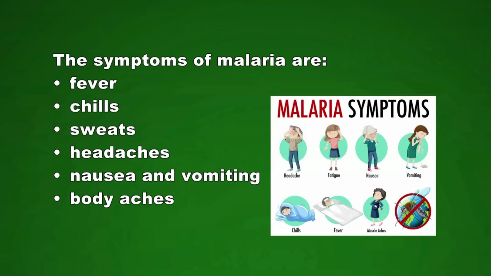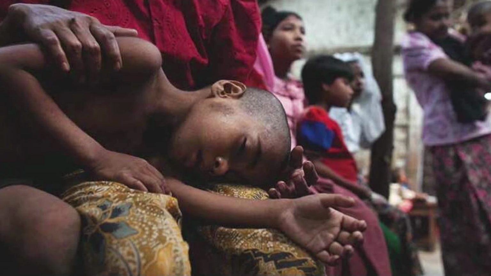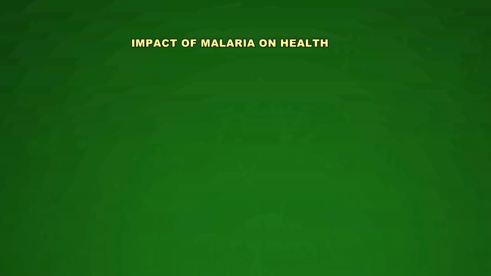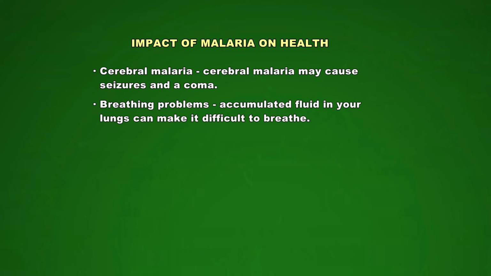What is the impact of malaria on one's health? Malaria can cause a number of life-threatening complications. It can impact a person's life in the following ways. Cerebral malaria. Cerebral malaria may cause seizures and a coma. Breathing problems. Accumulated fluid in your lungs can make it difficult to breathe.